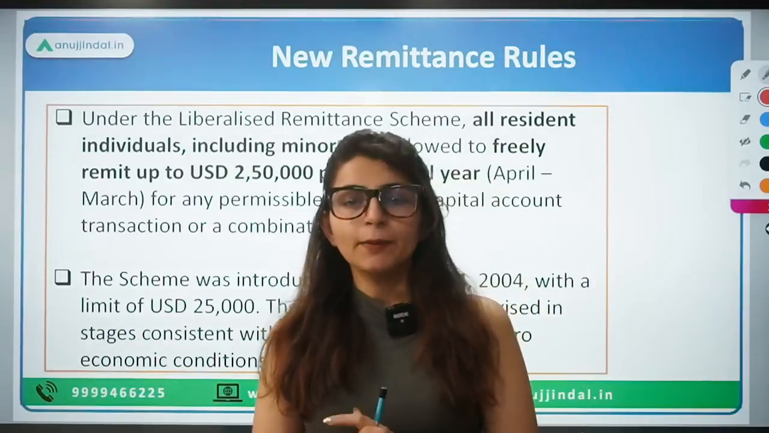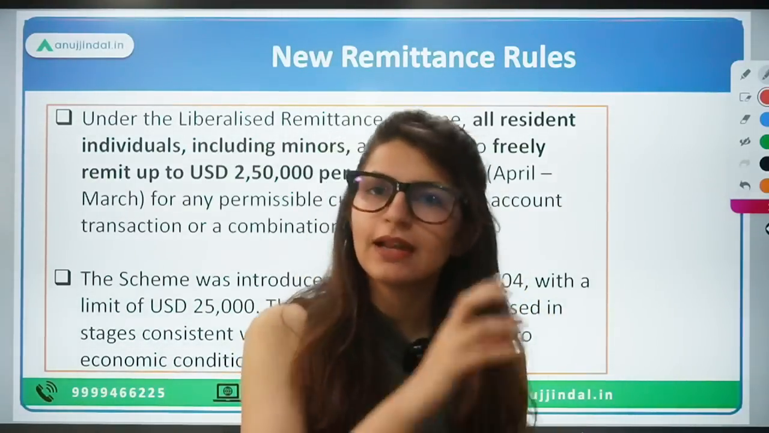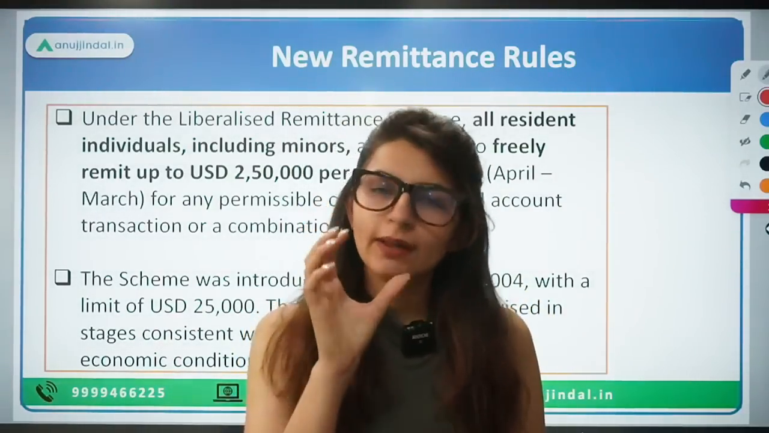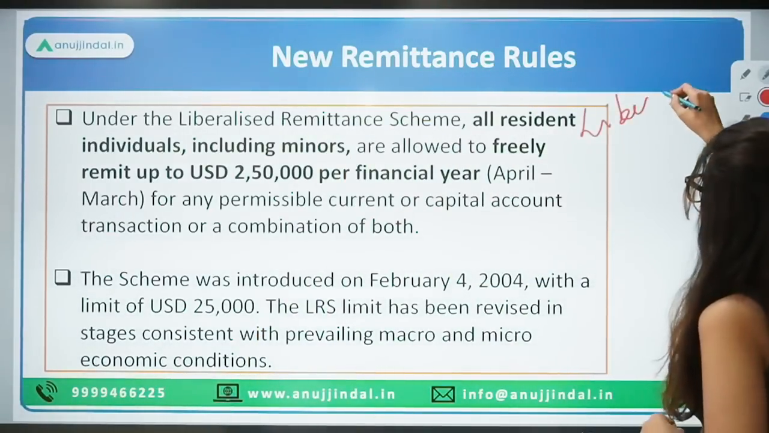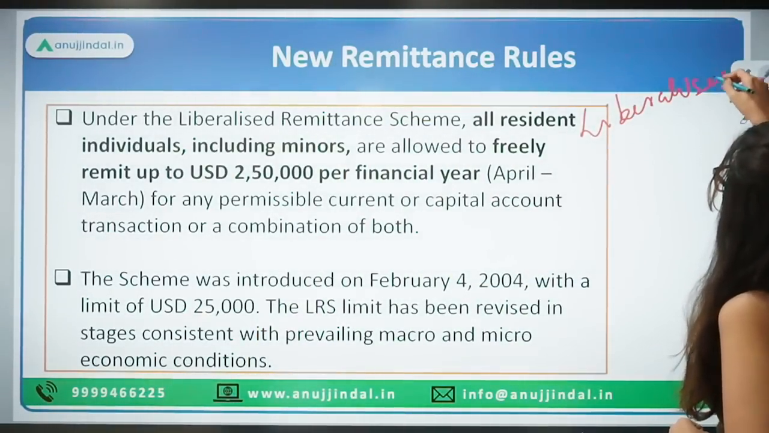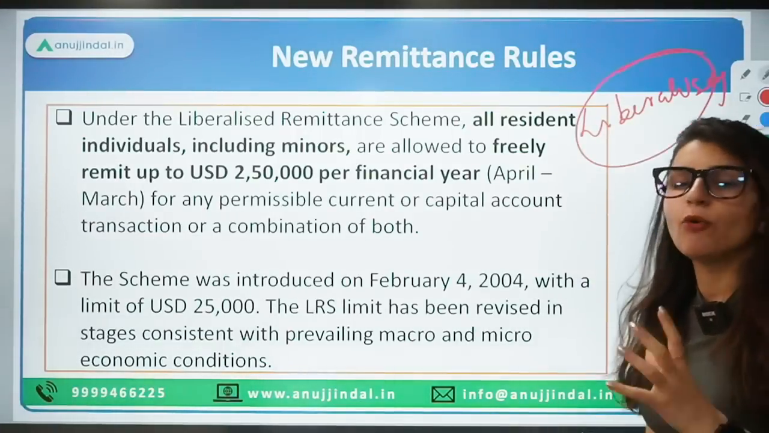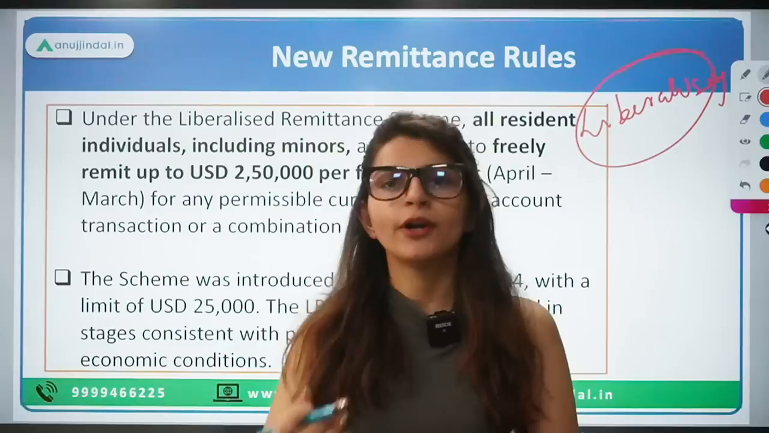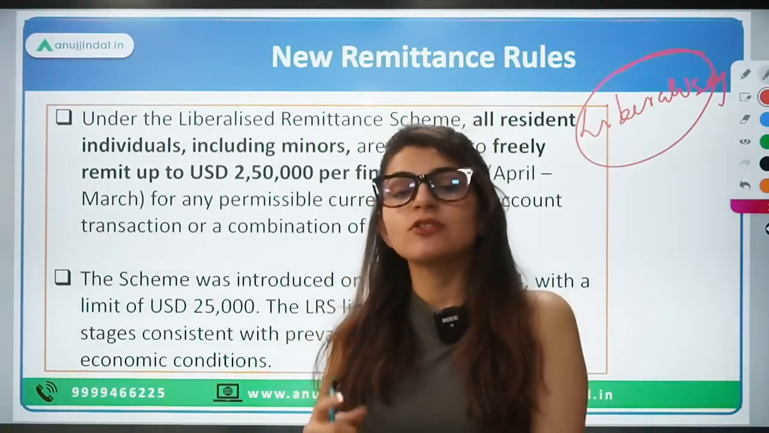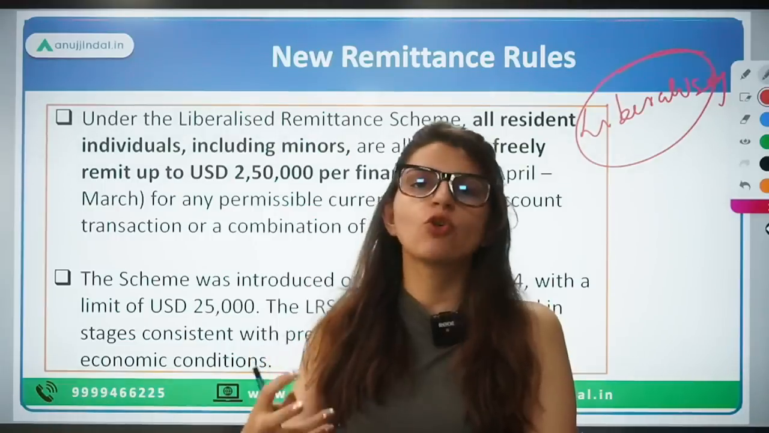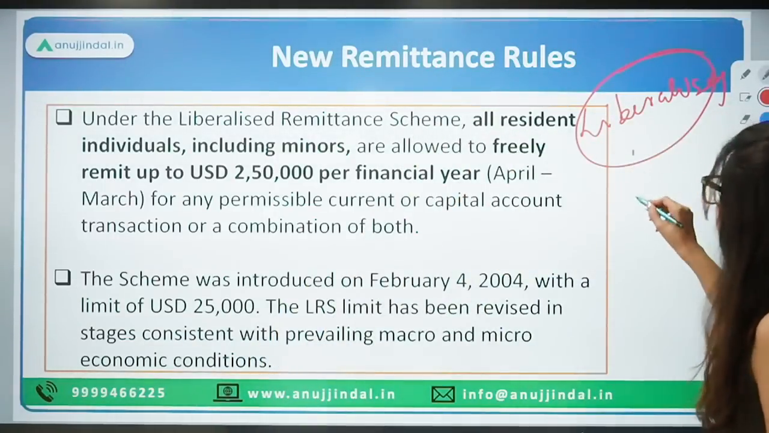So it was decided that remittance mechanism ko liberalize kara jaye. When we are talking about liberalizing, the word liberalizing means having liberal policies, having policies which are easy to adopt, and the process should not be cumbersome anymore, the process should not be difficult. So rules ko ease karna, to bring an ease in the rules.